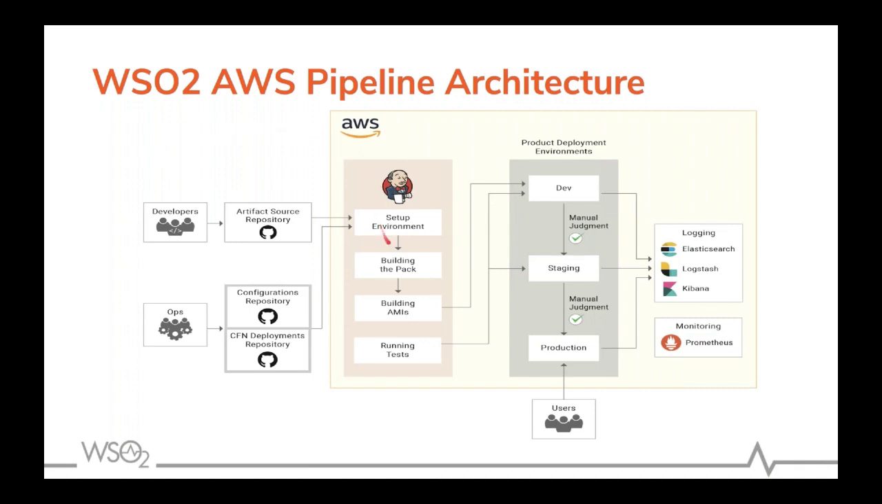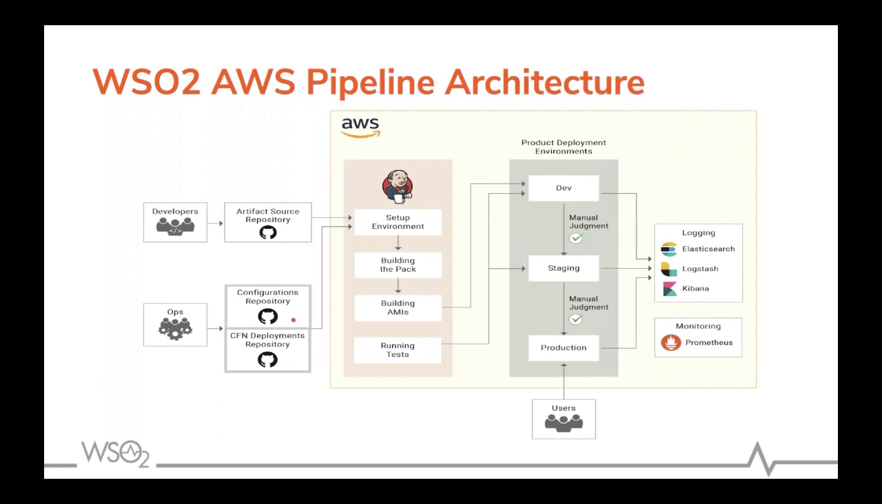As you can see in the diagram, Jenkins has a set of stages. The initial stage is the setting up of the environment. Setting up of the environment consists of cloning some GitHub repositories into the Jenkins instance. These repositories are the artifact source repository, configuration repository, and the CloudFormation deployment repository. The artifact source repository is managed by developers. This repository contains the artifacts related to the WSO2 product and also the test suites. The configuration repository and the CloudFormation repository are managed by DevOps engineers.